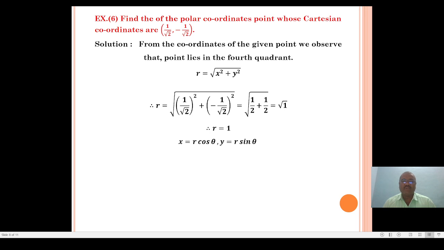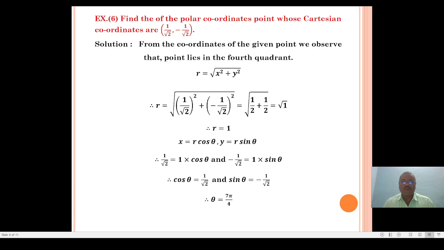So x equals r cos theta, y equals r sin theta. This implies 1 by root 2 equals 1 into cos theta and minus 1 by root 2 equals 1 into sin theta. So cos theta equals 1 by root 2 and sin theta equals minus 1 by root 2. So the angle lies in the fourth quadrant. So theta equals 7 pi by 4, that is 2 pi minus pi by 4.